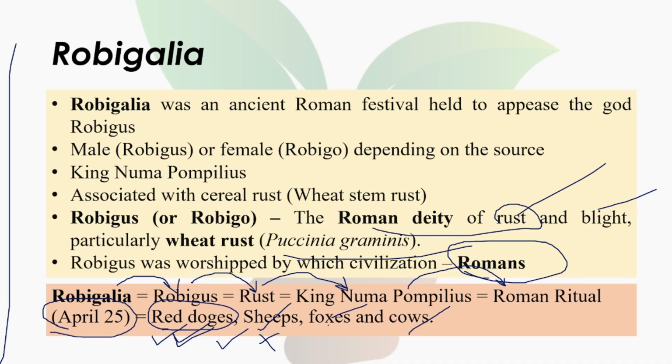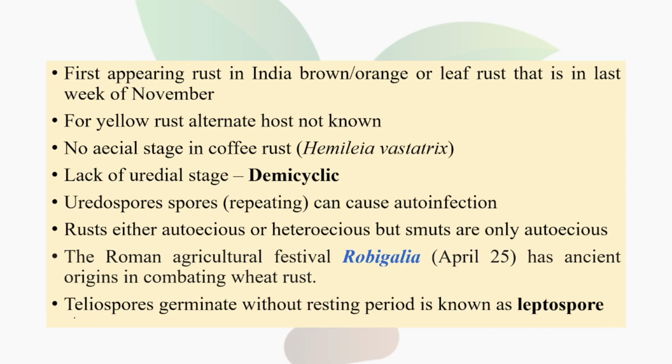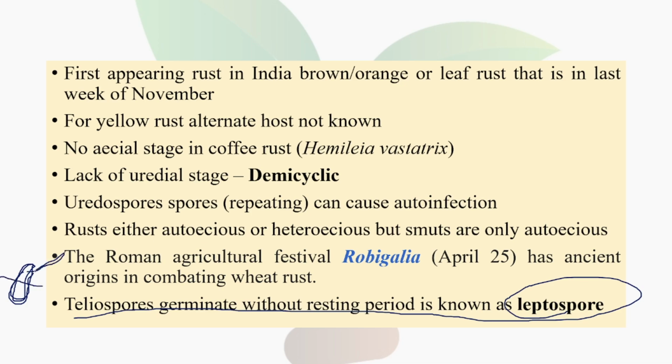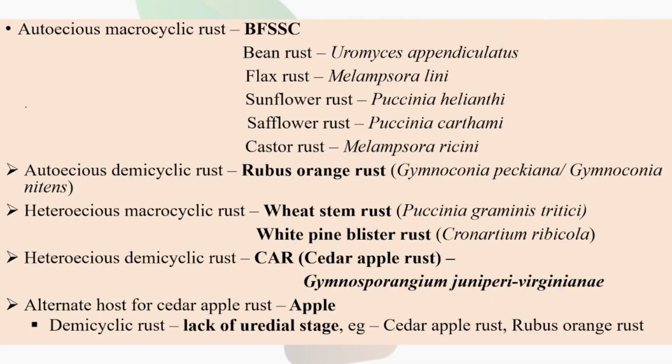That is different, right? One other point: teleospores that germinate without a resting period are known as leptospores, because mostly teleospores undergo a kind of resting spore stage, right? So sometimes the teleospores may germinate and produce promycelium immediately. That is generally known as leptospores. If the teleospore is germinating without any resting period, it is known as a leptospore. Yeah.